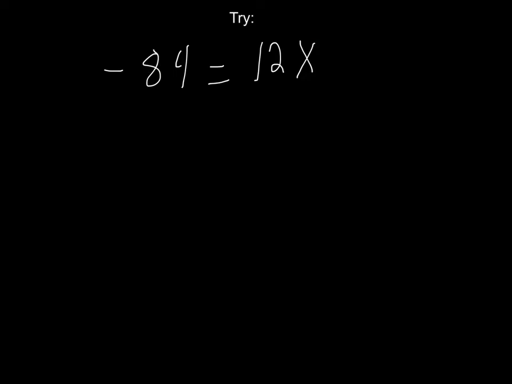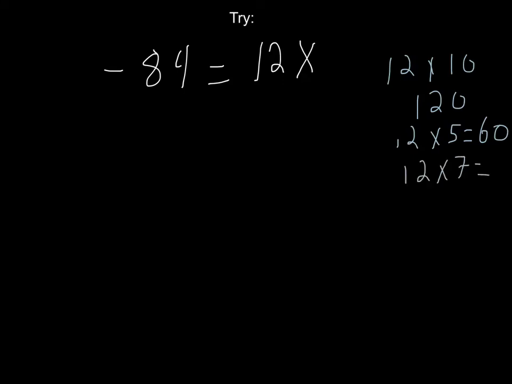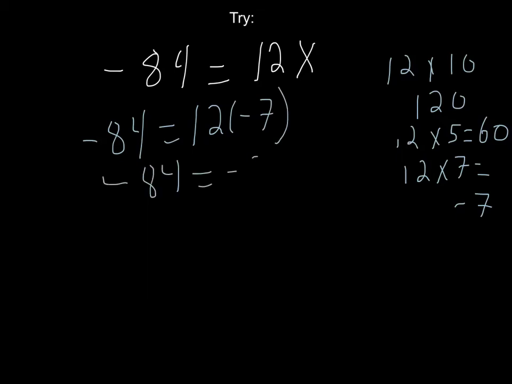But if I keep multiplying and saying, okay, 12 times 10 will give me 120. That's too big. 12 times 5 will give me 60. That's a little too small. 12 times 7. Oh, that'll give me 84. Perfect. So negative 84, we can test this out, equals 12 times negative 7. Negative 84 equals negative 84.